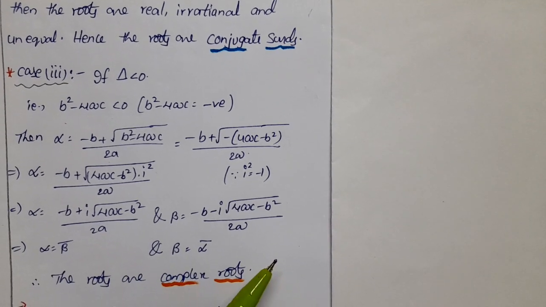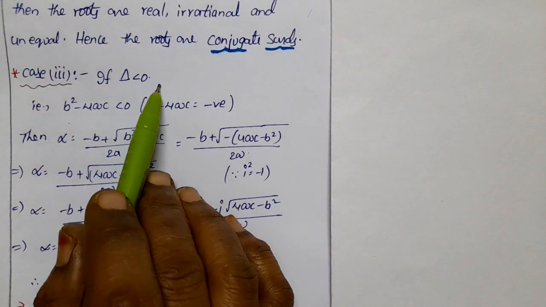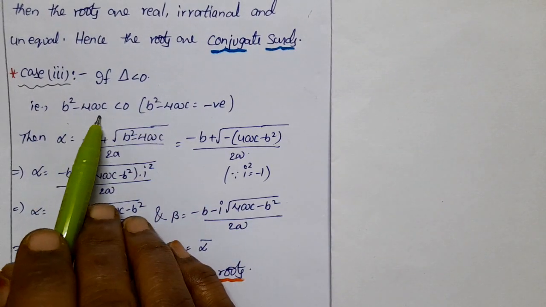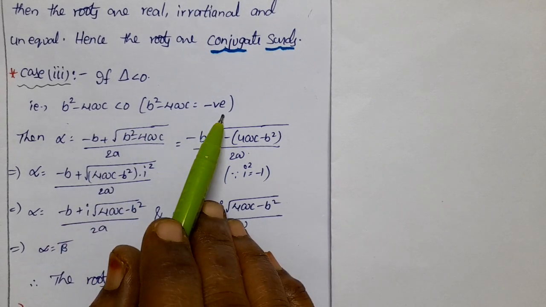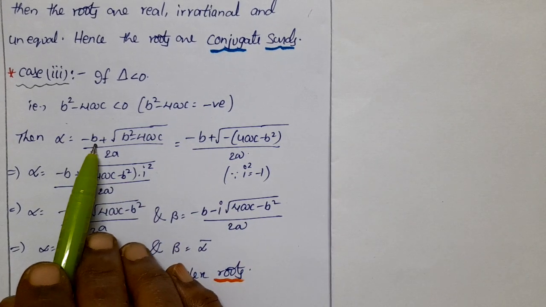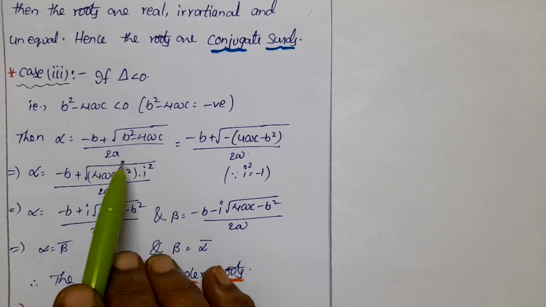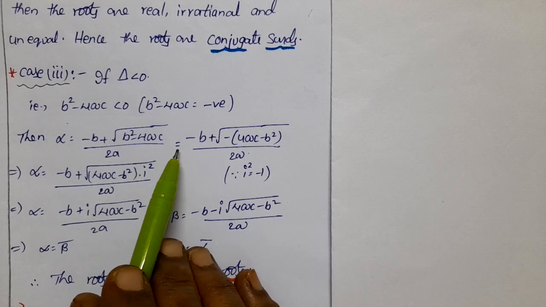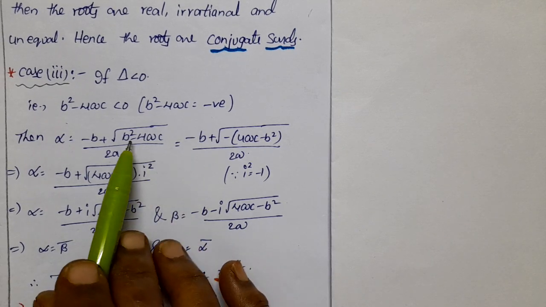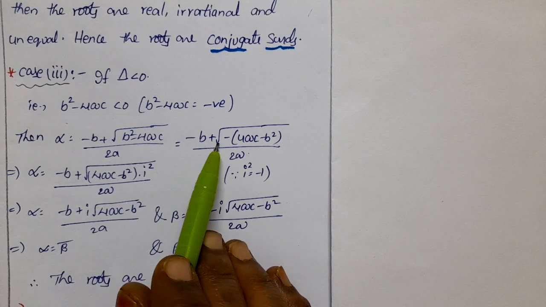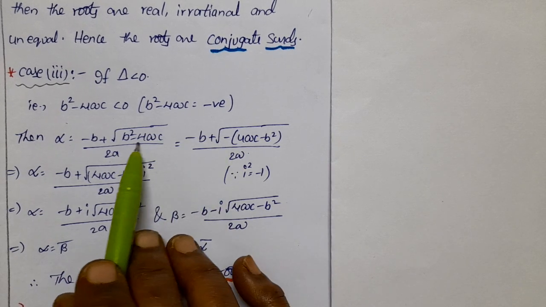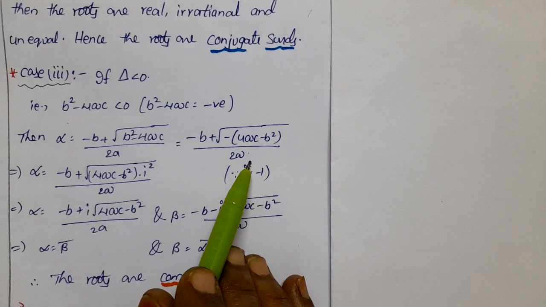Third case. If delta less than 0, that is b square minus 4ac less than 0, meaning a negative number. Then alpha equal to minus b plus root of b square minus 4ac by 2a, equal to minus b plus, this is negative, so take minus common, then minus b plus square root of minus of 4ac minus b square by 2a.